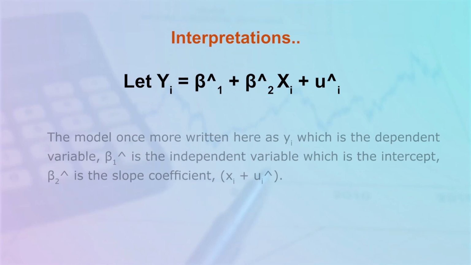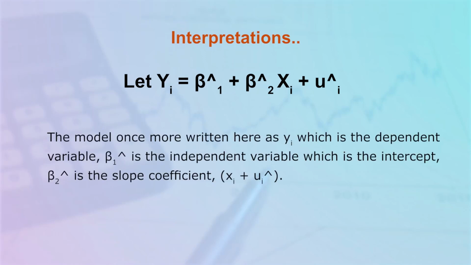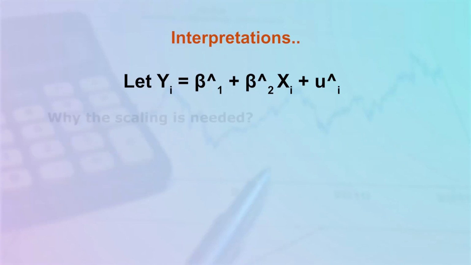So first of all, what do we observe? We observe the model once more written here as yi, which is the dependent variable, beta 1 hat, which is the intercept, and beta 2 hat, which is the slope coefficient, xi plus ui hat. Now we have to rescale the variables. Why is the scaling needed?